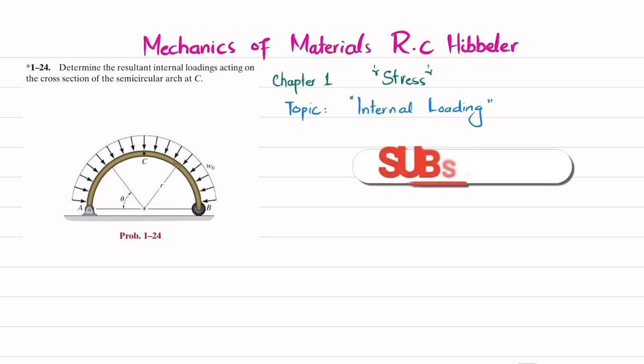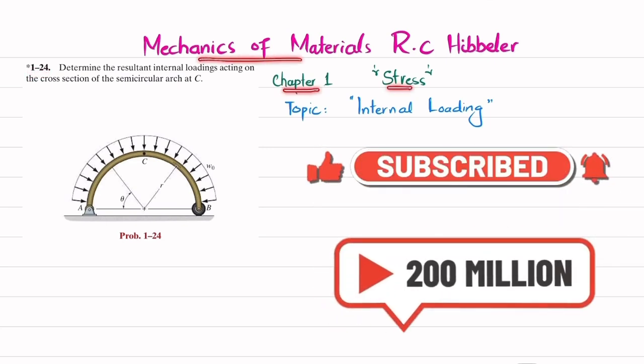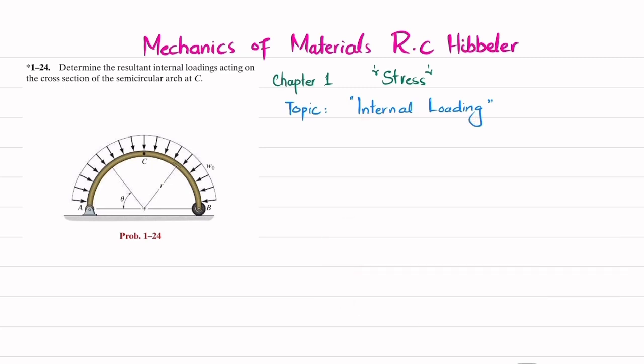Welcome back. In this video, we are going to solve problem 1-24 that is taken from chapter number 1, Stress, and book name is Mechanics of Material by RC Hibbeler. And the topic is internal loading. This is a complex problem. So statement is determine the resultant internal loading acting on the cross section of semicircular arc at C.